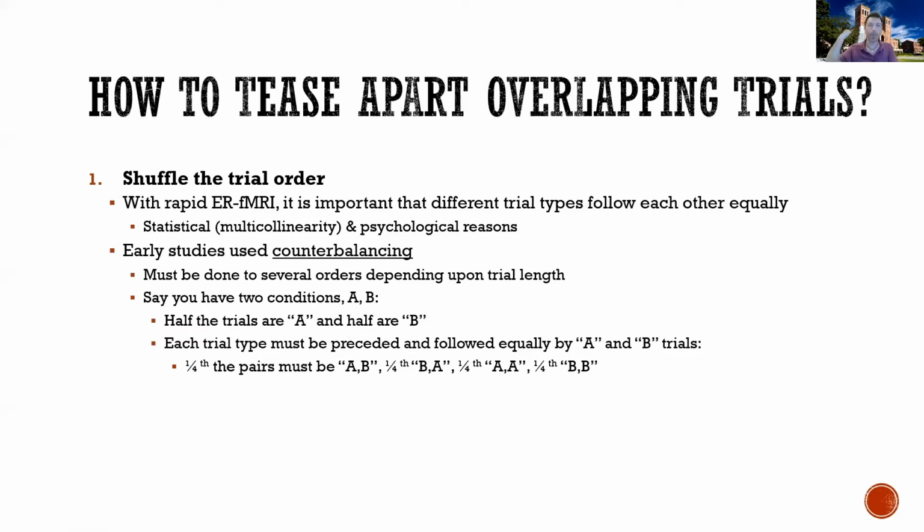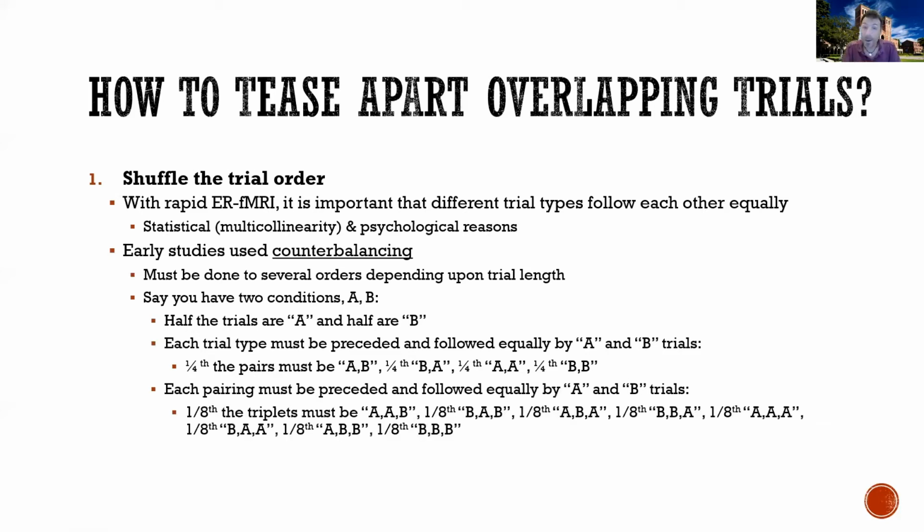Not only that, we can go up one level. Now every one of these pairs that you see here needs to have before it an equal number of times an A trial and an equal number of times a B trial. What does it mean? Well, it means that if you take any sequence of three trials in a row, 1/8 of the time it has to be AAB, 1/8 of the time it has to be BAB, 1/8 it would be ABA, 1/8 it would be BBA, et cetera. In other words, we've taken each of these sequences, and half the time we precede them with an A, and half the time we precede them with a B.